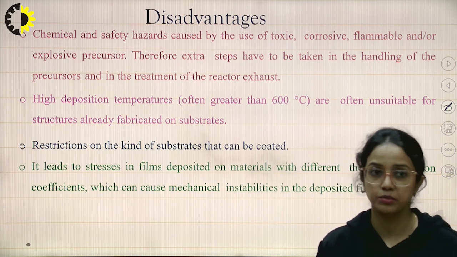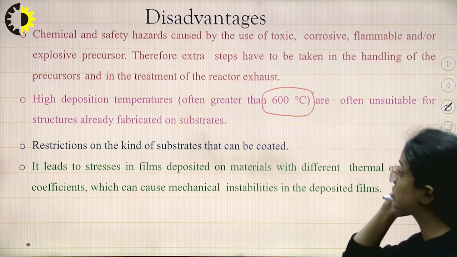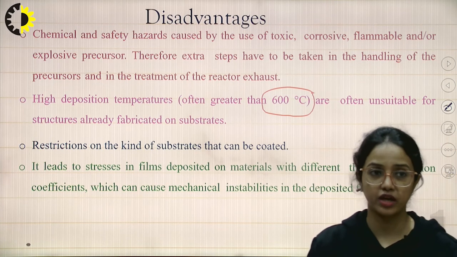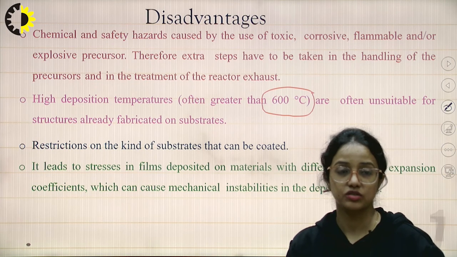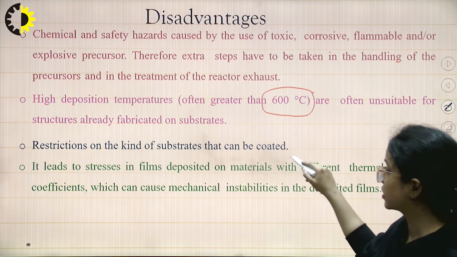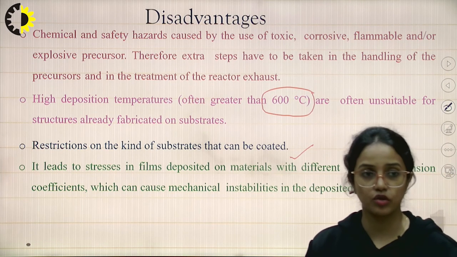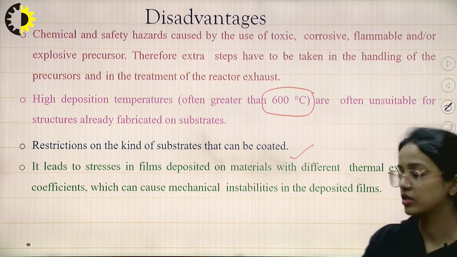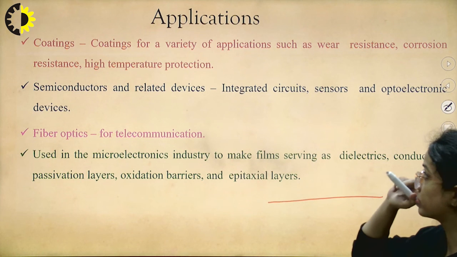High deposition temperatures, generally more than 600 degrees Celsius, are often unsuitable for structures already fabricated on substrates. So we have already fabricated material on the substrate, and 600 is already harming that. Restrictions on the kind of substrate that can be coated. It leads to stress in films deposited on materials with different thermal expansion coefficients, which can cause mechanical instabilities in the deposited films.